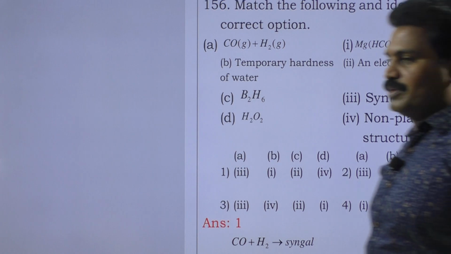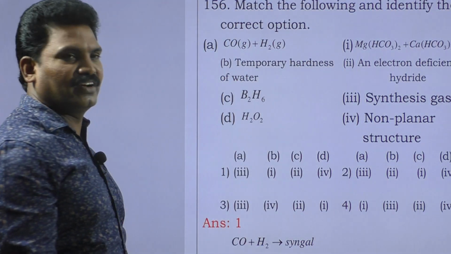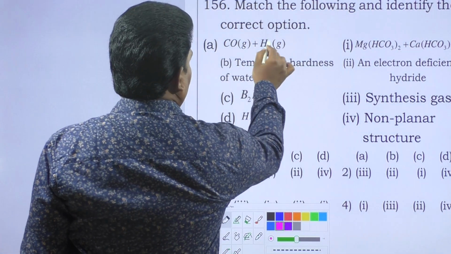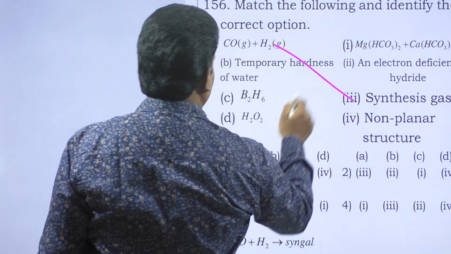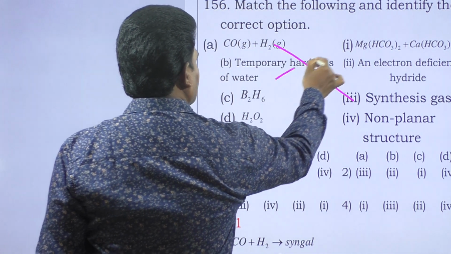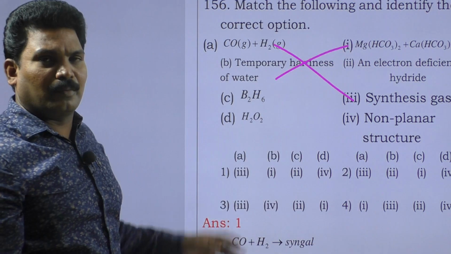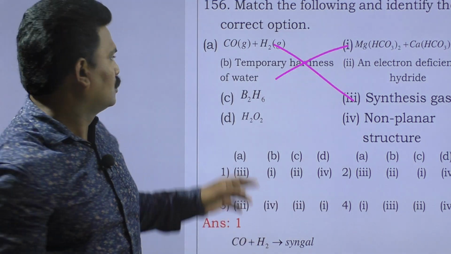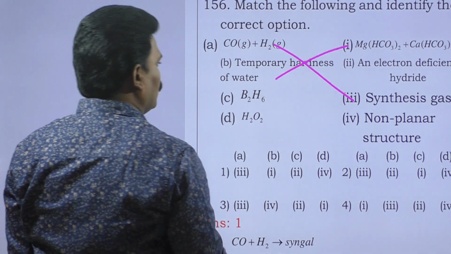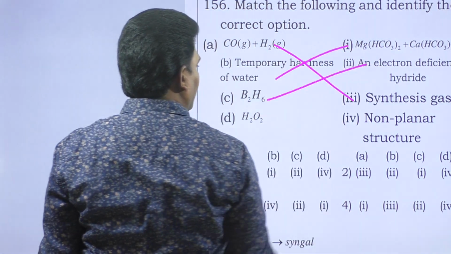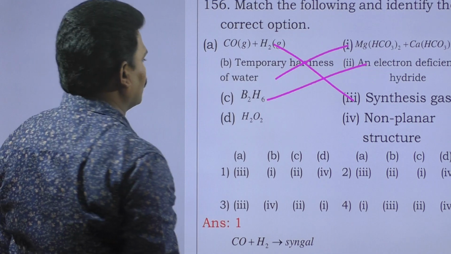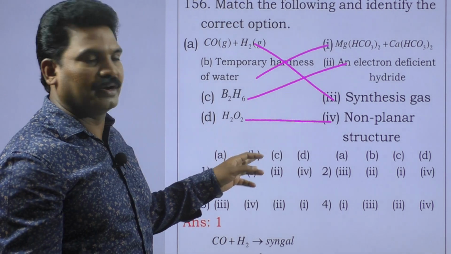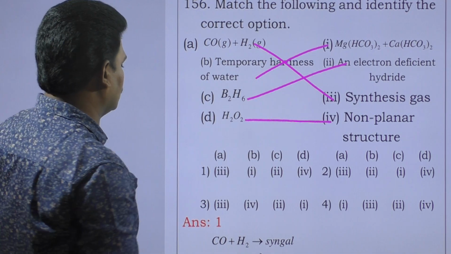And then go to question number 156. Which of the following identifies the correct option? Here it is water gas or syngas. Temporary hardness of water contains bicarbonates of calcium and magnesium. Permanent hardness of water contains chlorides and sulfates of calcium and magnesium. So temporary hardness is bicarbonates of calcium and magnesium. Diborane is an electron deficient hydride because boron is an electron deficient element, and H2O2 has an open book structure. It is not planar, it is a non-planar structure. So the answer is the first option.